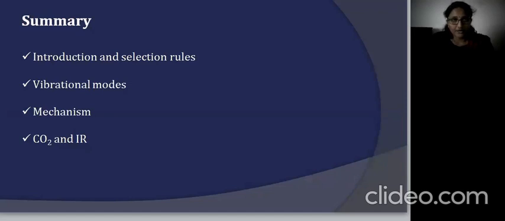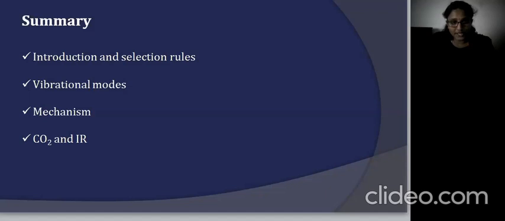And in summary, we have gone through the introduction and selection rules of IR spectroscopy and vibrational modes of molecules. There are two types of vibrational modes: stretching vibrations and bending vibrations. In stretching vibrations, there are two types: symmetric stretching and asymmetric stretching. For asymmetric stretching, we took carbon dioxide as an example, and we went through the mechanism of the interaction of carbon dioxide and IR radiation.